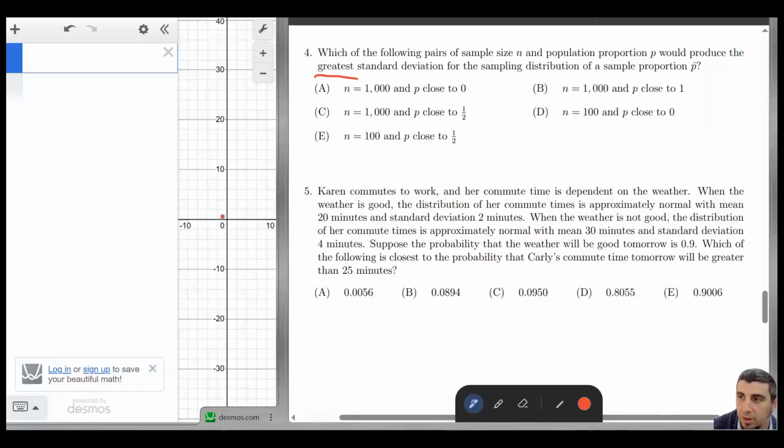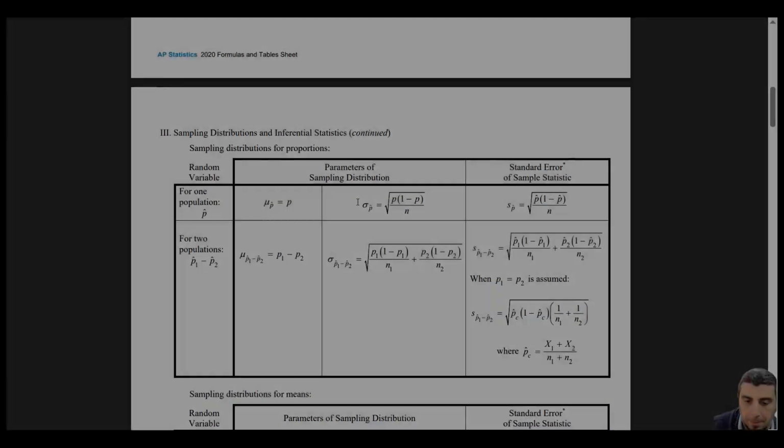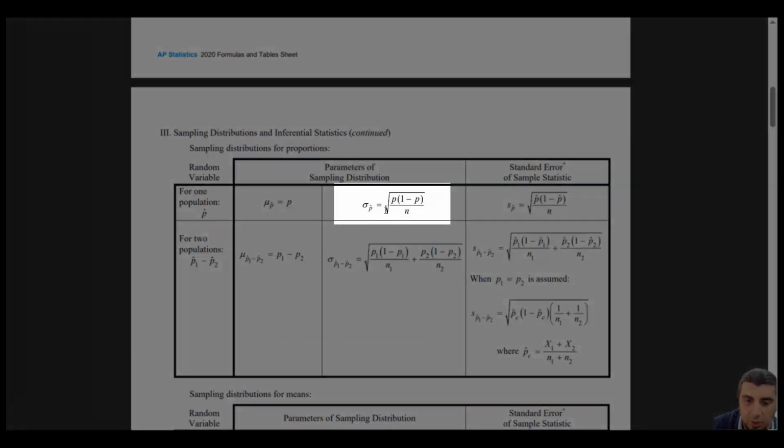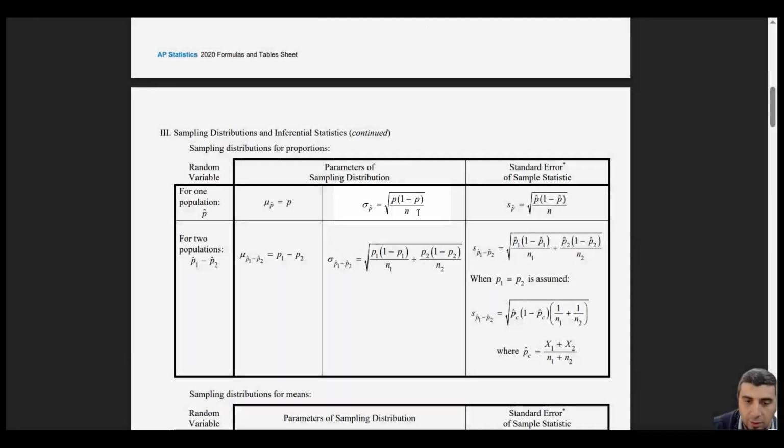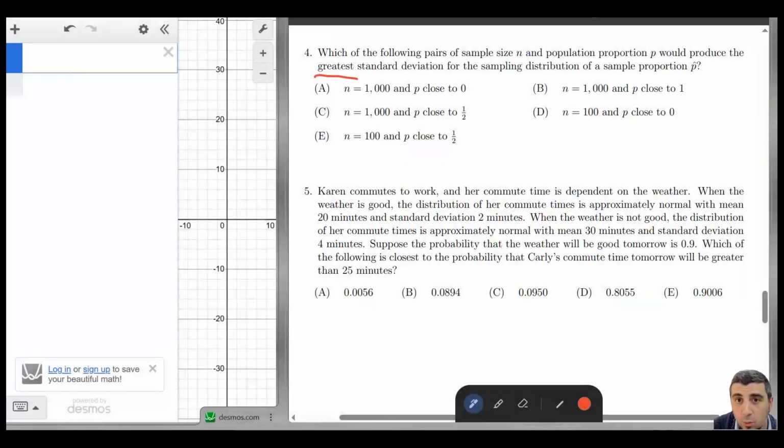So remember from the formula sheet, the formula for the standard deviation. It's right here. So square root p times 1 minus p all over n. So this is largest when n is small because you're dividing by a smaller number, and p is close to 0.5 because the closer p is to 0.5, the closer the numerator is to 0.25, which is the largest it would be. We want the smallest n and the value closest to 1/2 for p. So that would be choice E.